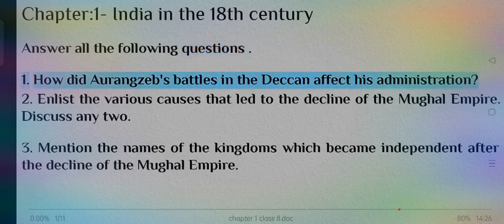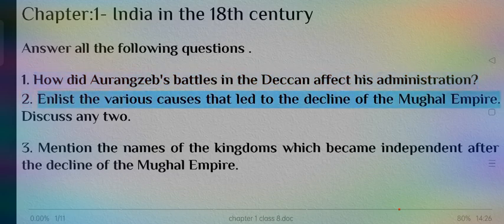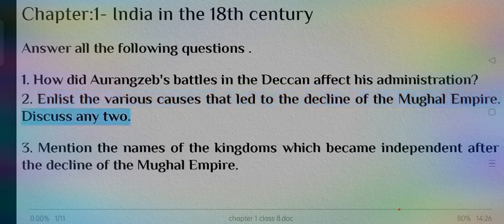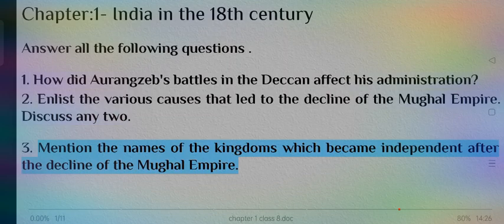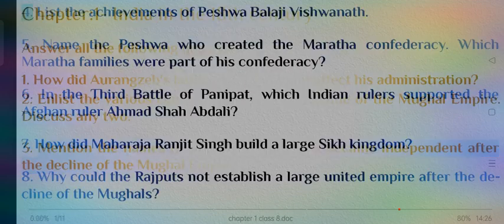Questions. 1. How did Aurangzeb's battles in the Deccan affect his administration? 2. Enlist the various causes that led to the decline of the Mughal Empire. Discuss any two. 3. Mention the names of the kingdoms which became independent after the decline of the Mughal Empire.